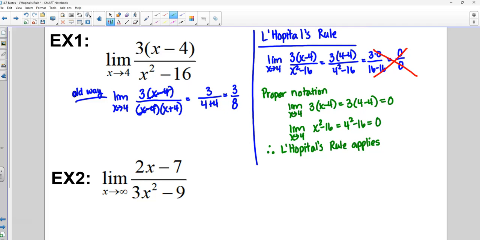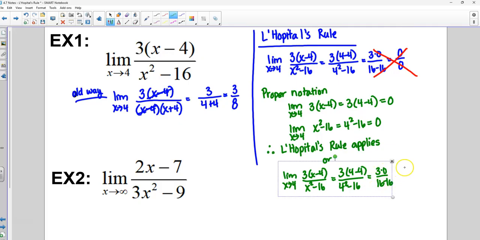Okay, your other option for proper notation for your conditions here is to say limit as x approaches 4 of the whole thing, and you could say it is of the indeterminate form 0 over 0.